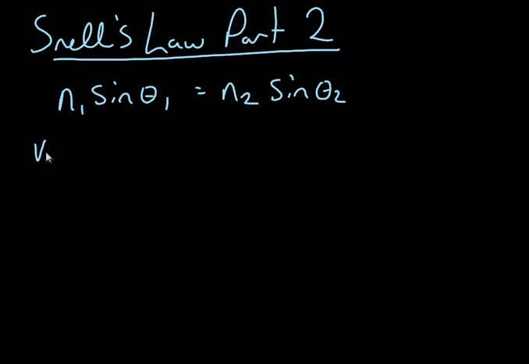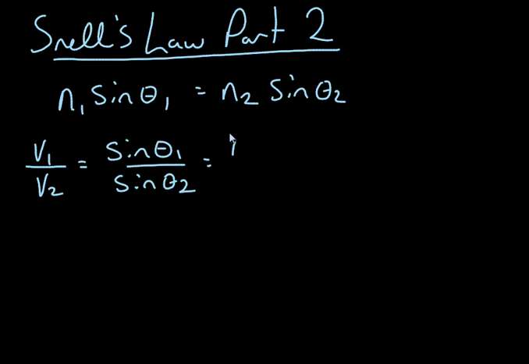I think it was this, right? N1 sine theta 1 equals N2 sine theta 2. Now, this is actually part of that bigger equation that we learned yesterday, right? Which went V1 over V2 will be the same ratio as sine theta 1 over sine theta 2. And it will also correspond to wavelength 1 over wavelength 2.